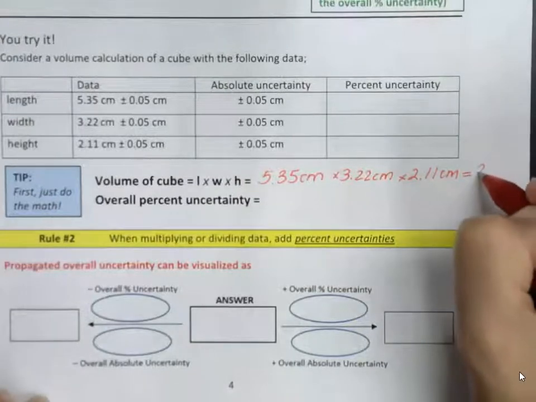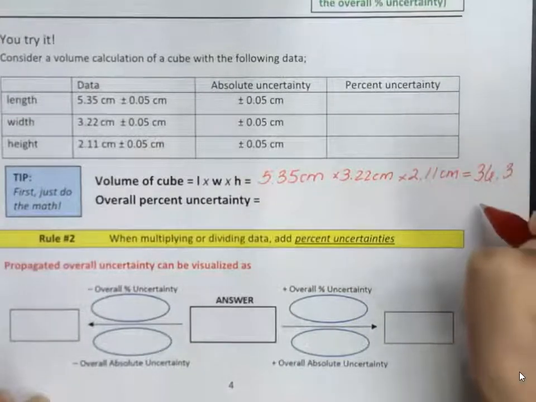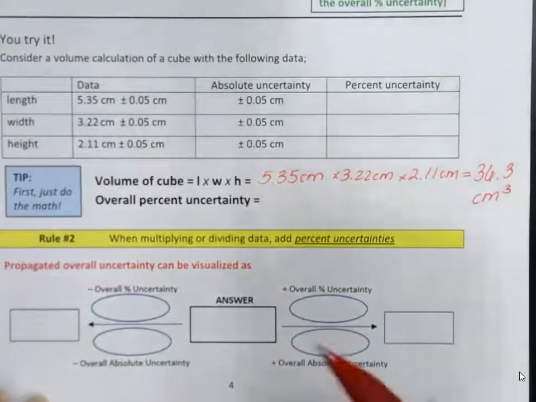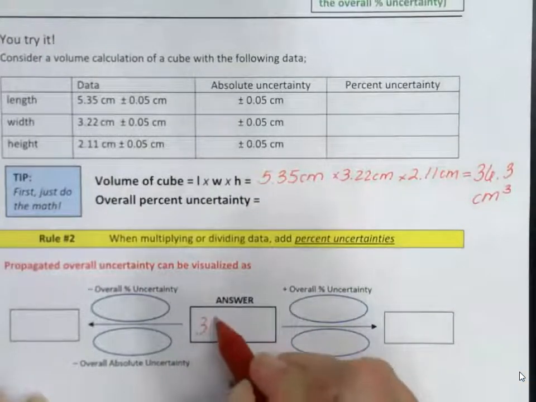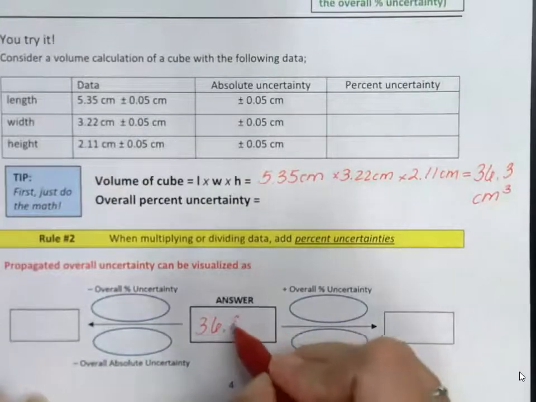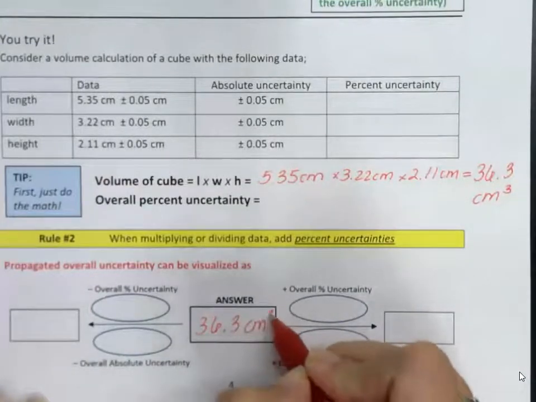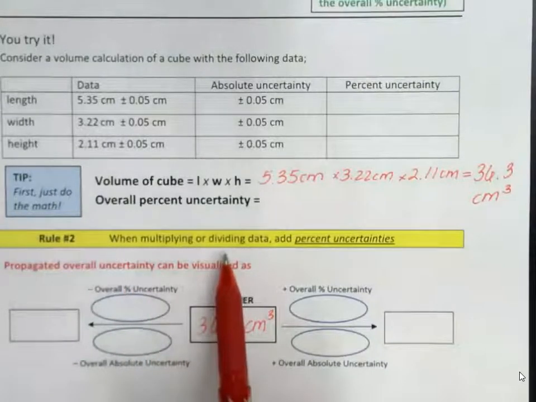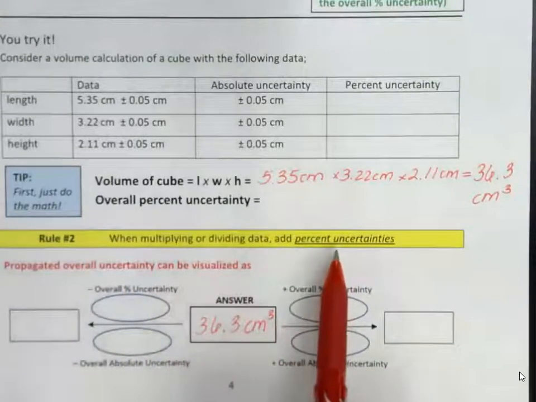And you should get 36.3 cubic centimeters as our answer. Okay, so I'm going to put that right here in my block because I already know the answer without propagating uncertainty. So now you go back and you look at the steps that you did to get your answer, and you can see that we multiplied and divided. And so the rule when multiplying and dividing is to add the percent uncertainties.